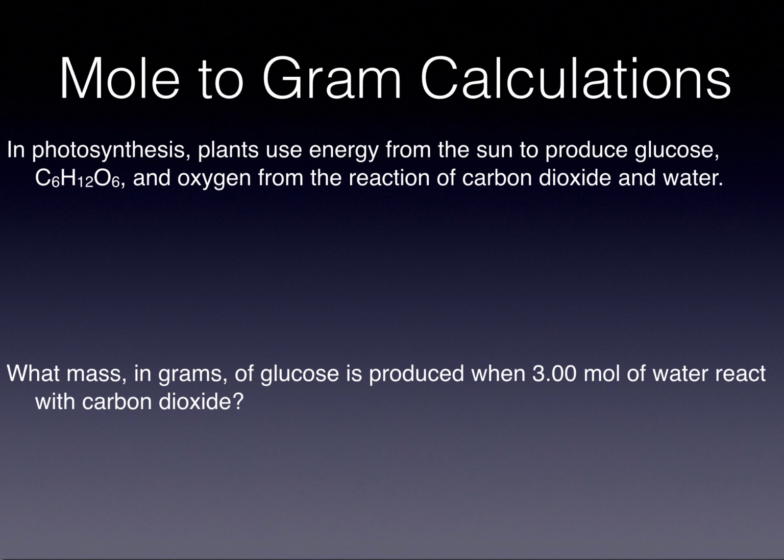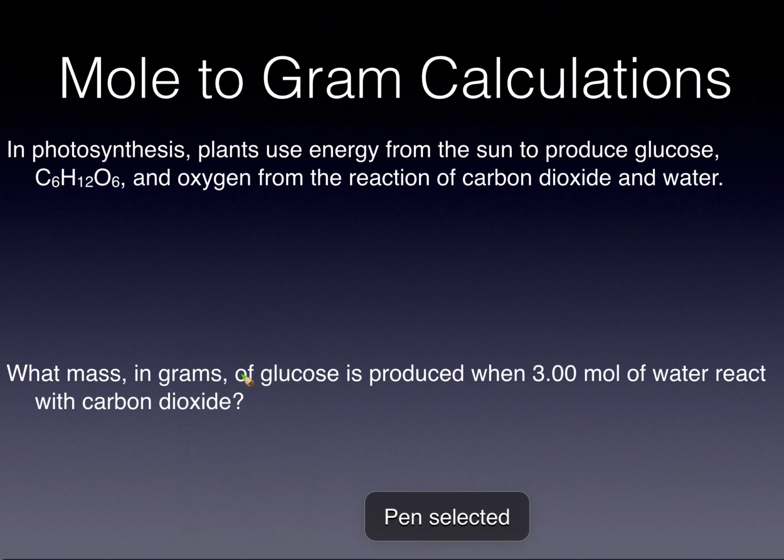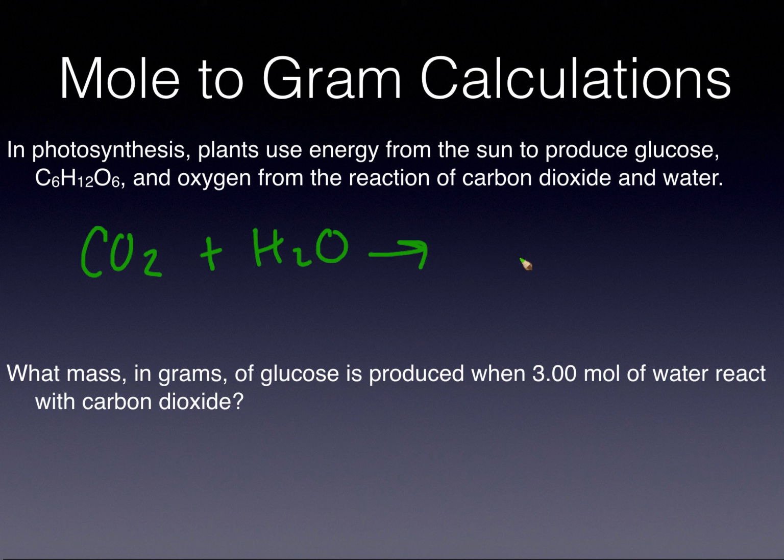So we're going to have carbon dioxide and water, so CO2 plus H2O will produce glucose, C6H12O6, and O2. Awesome. So now, once again, make sure it's balanced. So we should have a 6, 6, 1, 6.